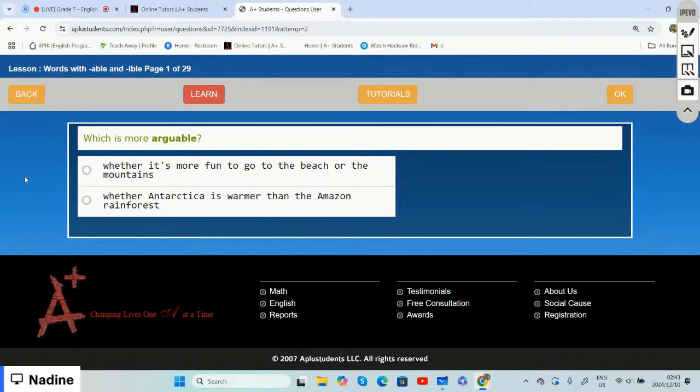All right. So, what is more arguable? Is it option one? Do we mainly argue about whether it is more fun to go to the beach or mountains? Or option two, whether Antarctica is warmer than the Amazon rainforest?